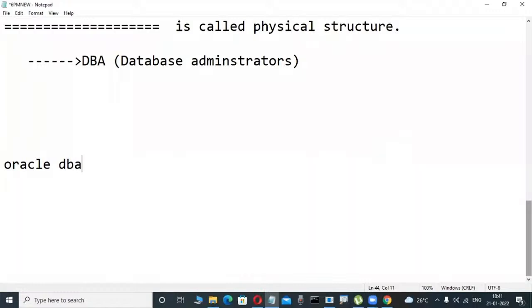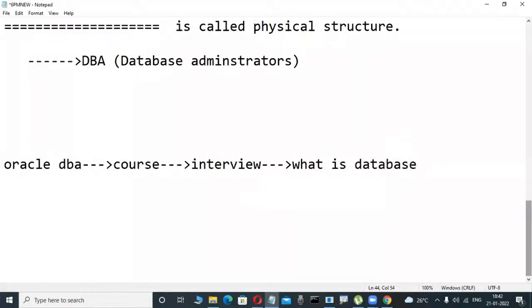Suppose I am learning the Oracle DBA course because I'm interested in applying for an Oracle DBA job in a company. Whenever I apply for the job, I attend an interview. Observe here, the interviewer asks me, Murali, what is a database?